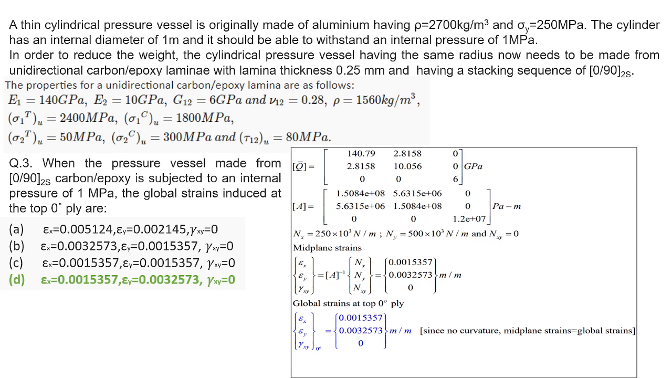Now to find the mid plane strain, the equation is mid plane strain equal to the inverse of the A matrix times the loads. The load values are given and the A matrix we already found. We have to find the inverse of the A matrix, and multiplying them we can get the mid plane strains. Now using the strain displacement equation, there is no curvature. Because of that, the global strains will be equal to the mid plane strains. Hence, the value of the global strain at the top 0-degree ply will be equal to the mid plane strains that we can find here.